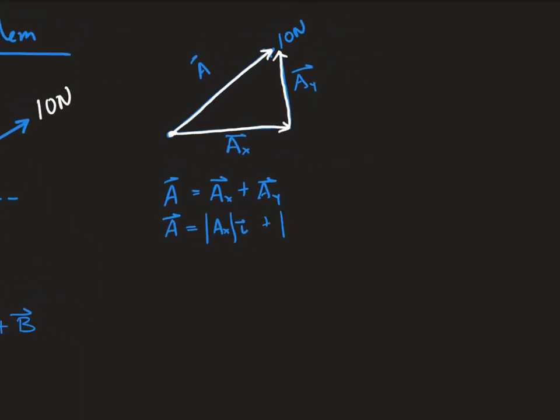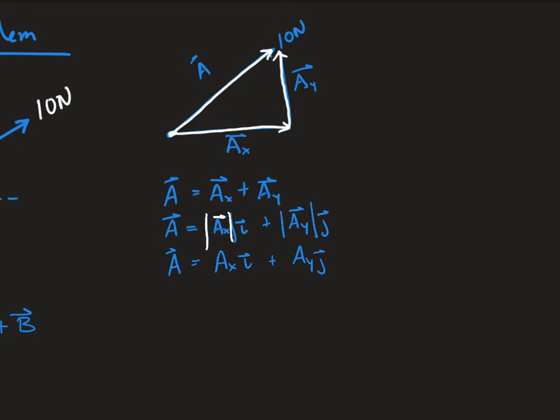Plus the magnitude of the y vector times a j. Or sometimes you will see the same line written like this: ax times i plus ay times j, where they basically say these magnitudes are canceling out these arrows. So sometimes you'll see it written like that.